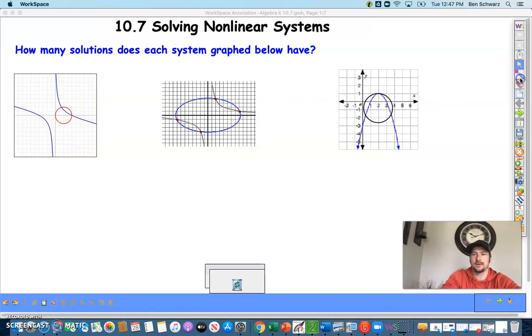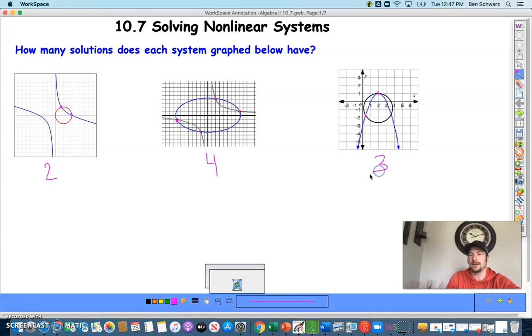Switch to my pen here. I got 2 points of intersection here and here. So this would have 2 solutions. On this one, we got intersections in these places here. So this would have 4 solutions. Here, this parabola and circle, we got 1, 2, 3 solutions. So depending on what you got going on, you could have a lot of different numbers of solutions. Just depends on how many intersections we have.